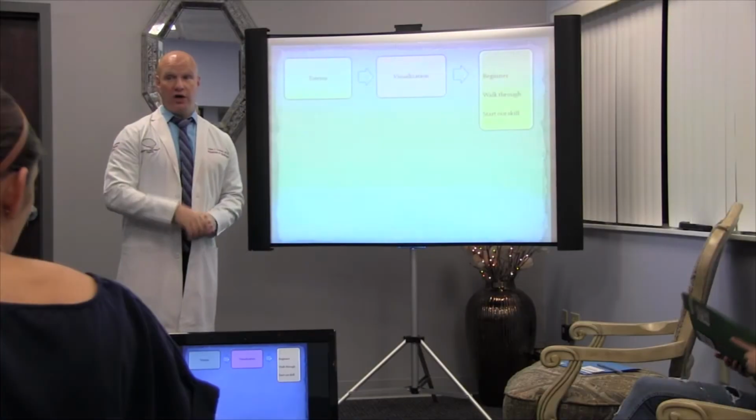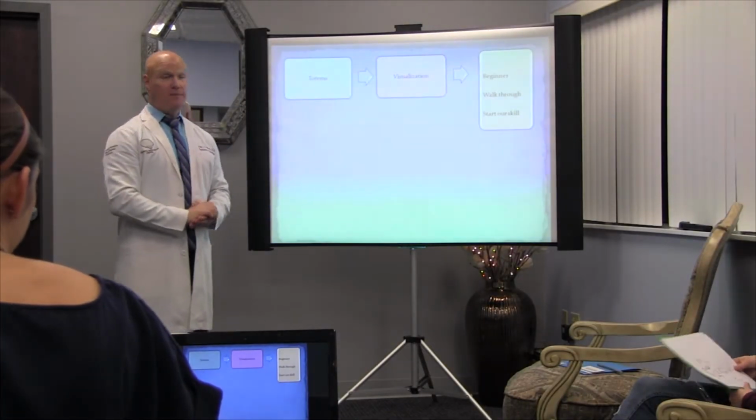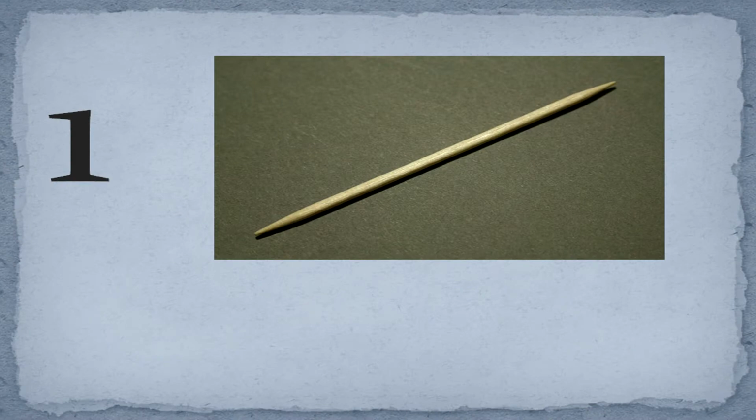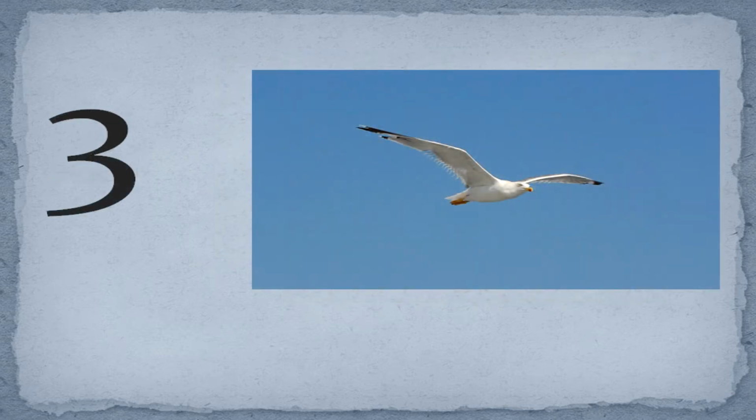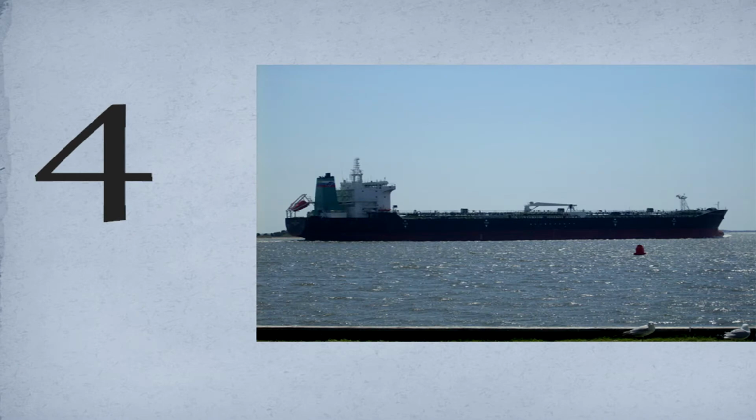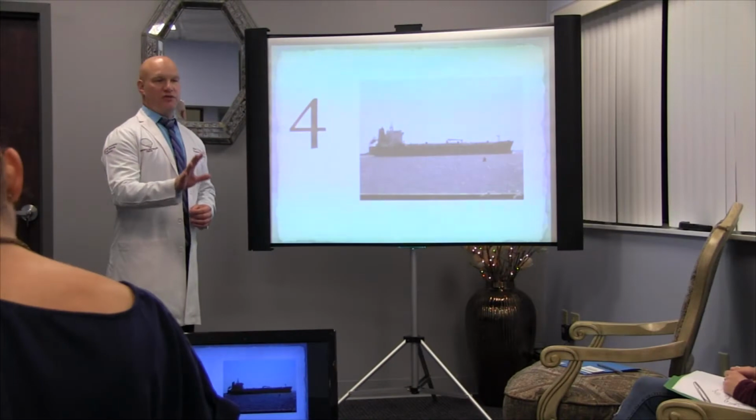And we're going to start our skill. But before that, we're going to run the totems, okay? So, number 1, toothpick. Number 2, clothes hanger. Sorry, number 3, bird. Number 4, ship, boat. Right. Now, these are individualized to each of you.